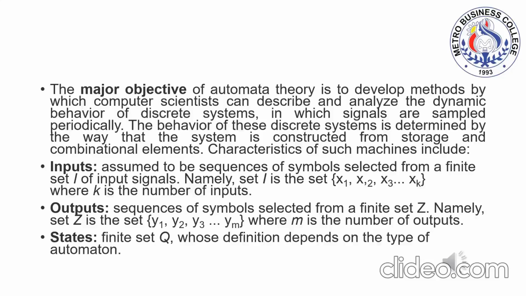Outputs, sequences of symbols selected from a finite set Z. Namely, set Z is the set y1, y2, y3, ..., ym, where m is the number of outputs. States, finite set Q, whose definition depends on the type of automaton.